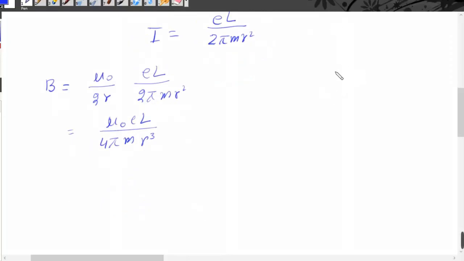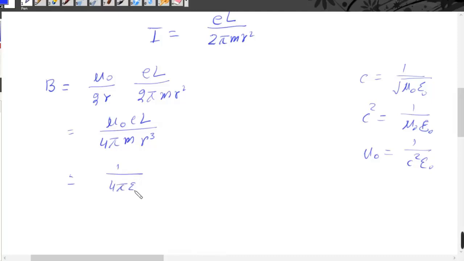Now we know c = 1/√(μ₀ε₀). Squaring both sides, c² = 1/(μ₀ε₀), and we find μ₀ = 1/(c² ε₀). Now we put this value of μ₀ back in, and this is equal to (1/4πε₀) × e / (m c² r³) × L. This is the value of the magnetic field when the proton revolves around the electron.